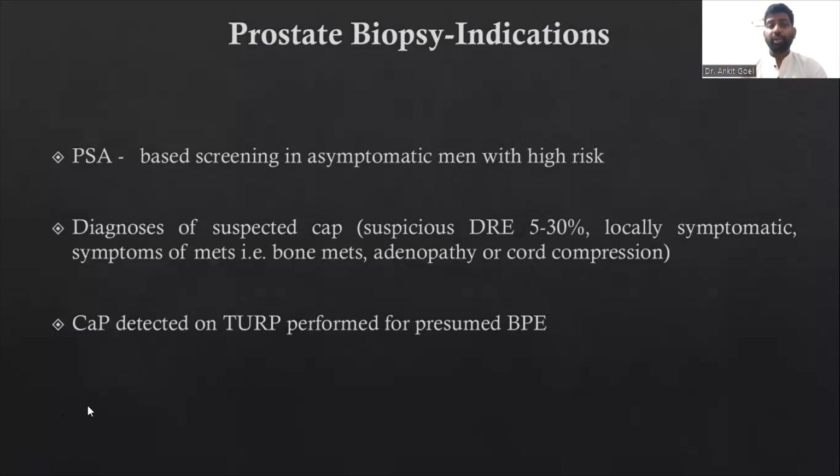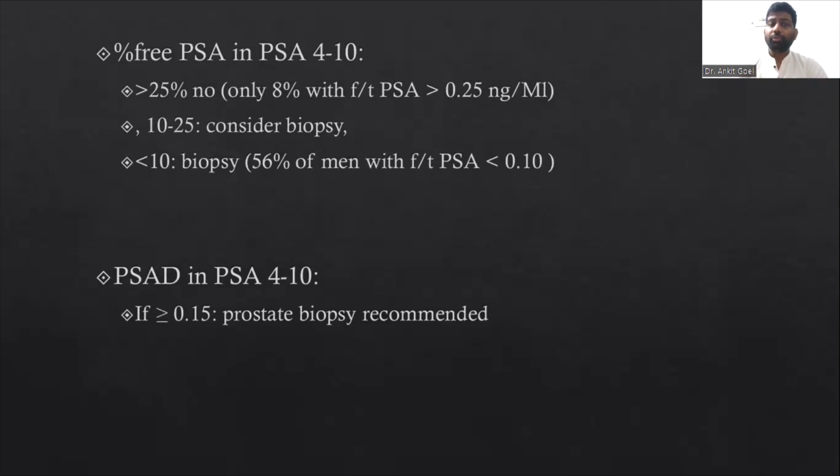Apart from this, we also get a prostate biopsy done depending on the PSA level. If the PSA is between 4 to 10 and the percentage of free PSA is more than 25%, there is no need for biopsy because there is only an 8% chance that it is going to be a malignancy. And if the percentage of free PSA is less than 10% of the total, then there is a 56% chance that the patient is going to have a cancer. So in that case, we get a biopsy done. PSA density, yes, we use it in a PSA of 4 to 10. If the PSA density is more than 0.15, it's more likely to be a malignancy, and we get the prostate biopsy done.